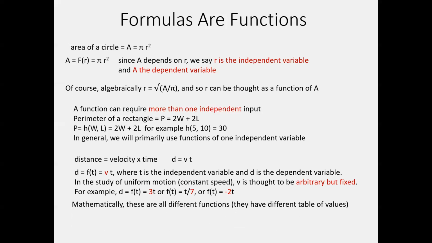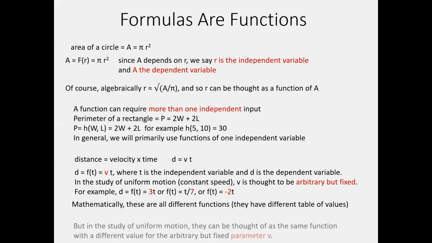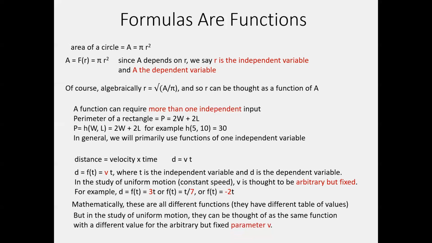Mathematically, of course, these are all different functions. They all have different tables of values, for example. But again, thinking in terms of our applied mathematics, if we're looking at uniform motion, then we think of all these v's as a parameter. They're different, they're arbitrary, but they're fixed for the discussion. So this would be the parameter v, and all these would be the same constant motion function.